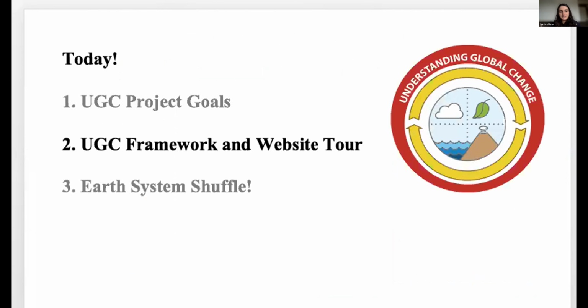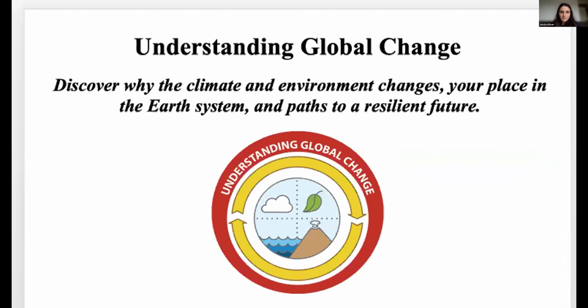So, okay, how do we take this complexity and this idea of systems and turn it into something useful, a tool that could be used in the classroom in lots of different ways? That brings us to our UGC, our Understanding Global Change framework, and I'll show you our website. The goal of our Understanding Global Change tools is to discover why the climate and environment change, again using that systems lens, and your place in the Earth system and paths to a resilient future, right?